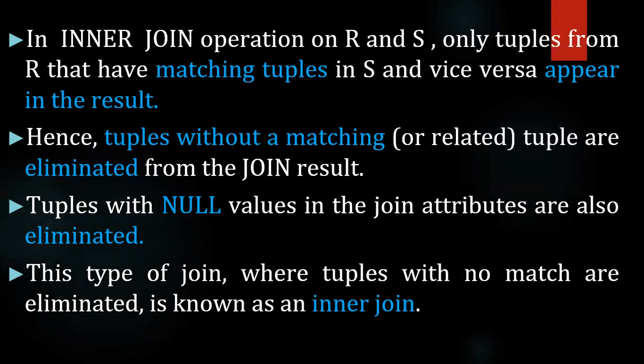So we can say whenever we apply inner join operation on two relations R and S, the resultant relation will contain only those tuples which satisfy the selection condition. As we know, join is Cartesian product plus selection condition. So in inner join, first it will apply Cartesian product, then it will apply selection condition. The tuples which satisfy this selection condition will be selected, other tuples will be eliminated.